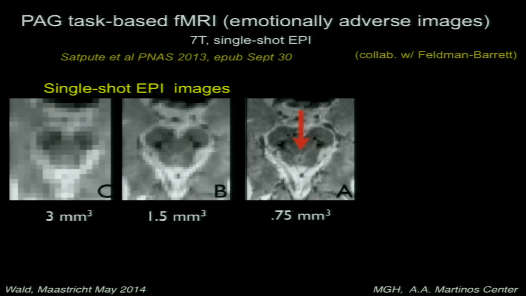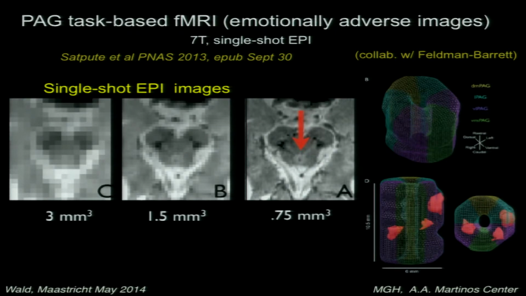So that's a single shot EPI, and so we're sort of in business for trying to do activation in that gray matter. And sure enough, with our collaborator Lisa Feldman Barrett, who's showing emotionally adverse images, we're able to see activation not only in the PAG, but in various locations and quadrants around the PAG, which has implications for this sort of processing.